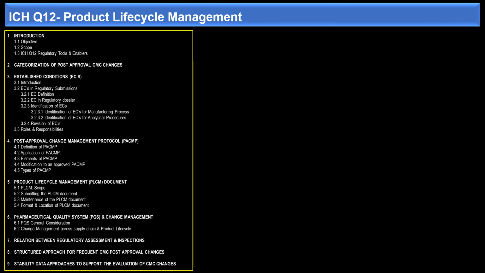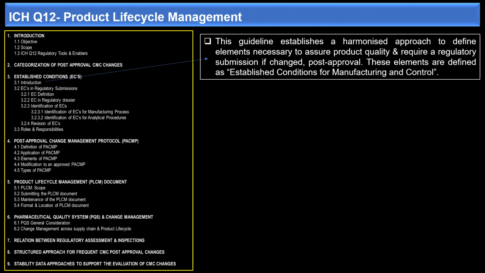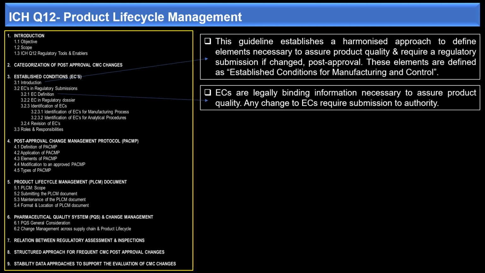Now we move to the third point, that is established conditions. Introduction: as we have seen in the definition, established conditions for manufacturing control are the elements necessary to assure product quality and would require a regulatory submission if they are changed post approval. So ECs are legally binding information necessary to assure product quality. Any changes to the ECs require submission to the authority.